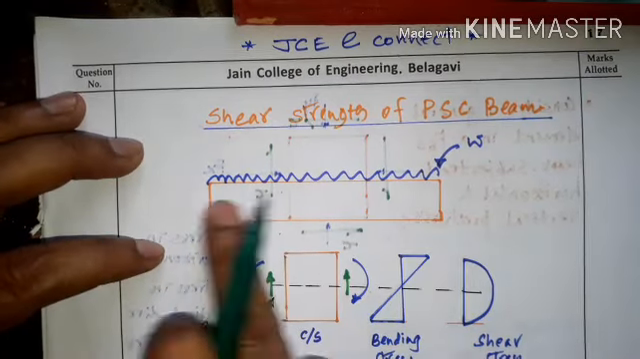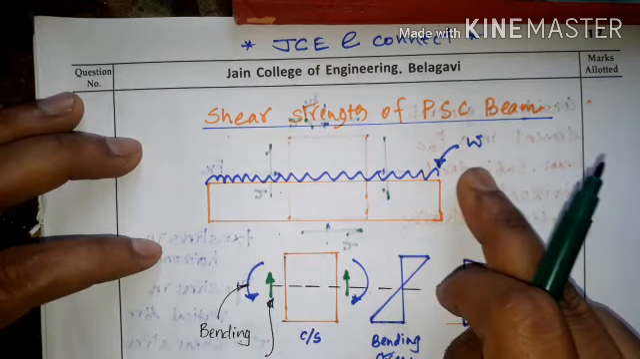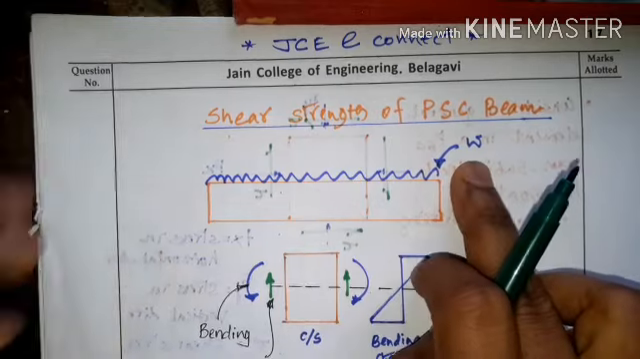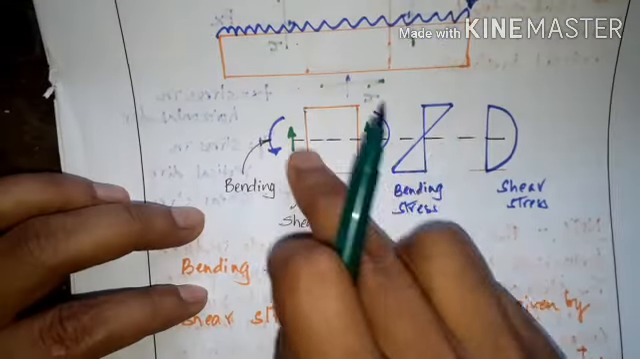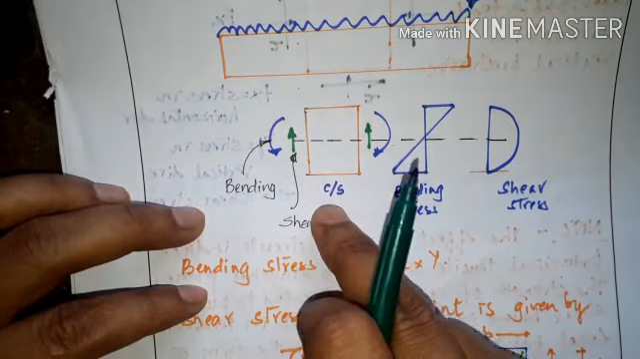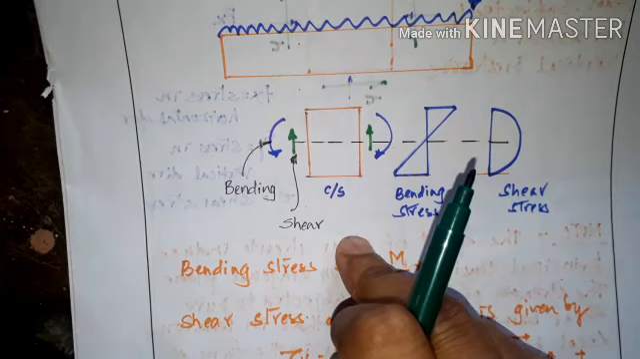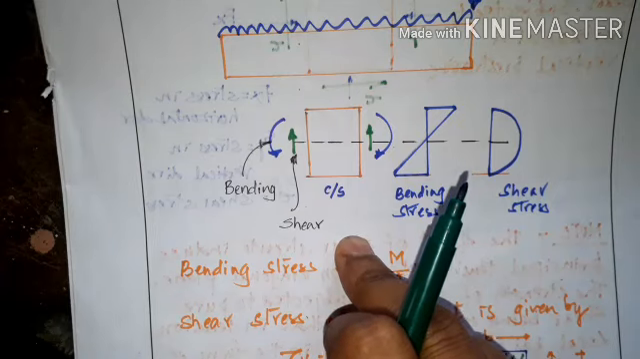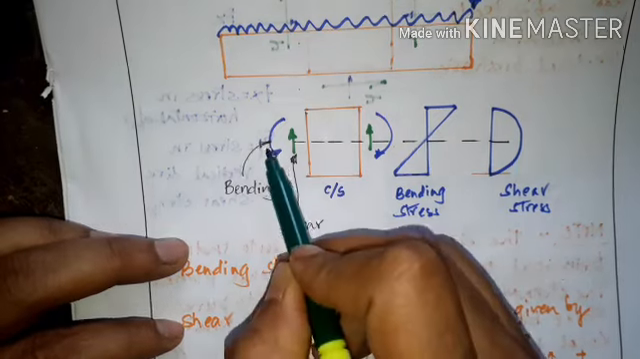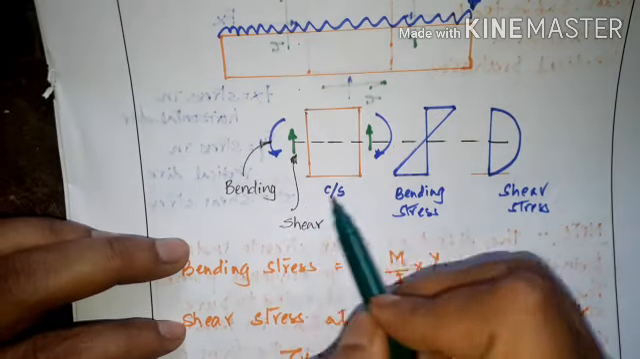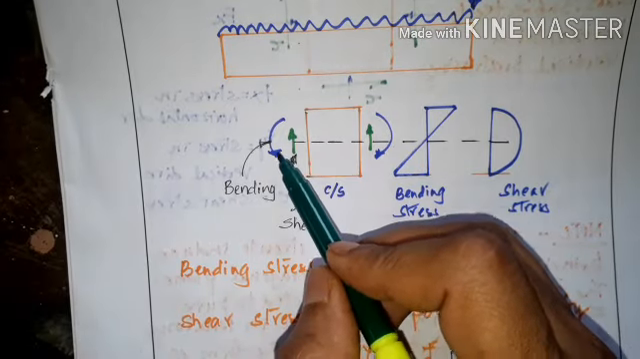When a member is subjected to external load W, having a cross-section area, it has to offer some forces, and those forces are nothing but bending moment and shear force. And when this cross section is subjected to bending and shear, it will develop stresses, that is, shear stress.